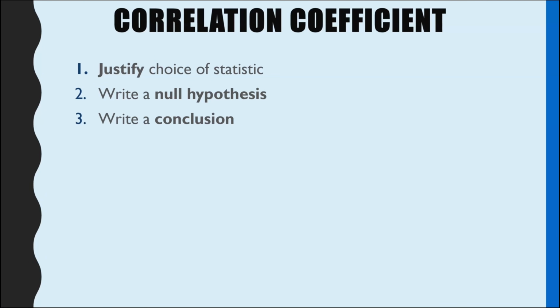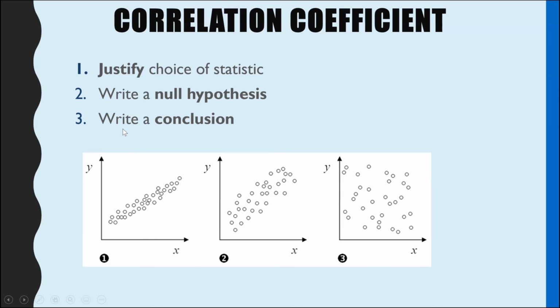Now for AQA, you don't have to know how to do the statistic for the exam, because that would take way too many minutes of a biology exam on maths. So instead, what they state you need to be able to do is justify when you would use each statistic. So justify your choice. You have to be able to write a null hypothesis for the investigation. And then if they give you the statistic result, you need to be able to write a conclusion.